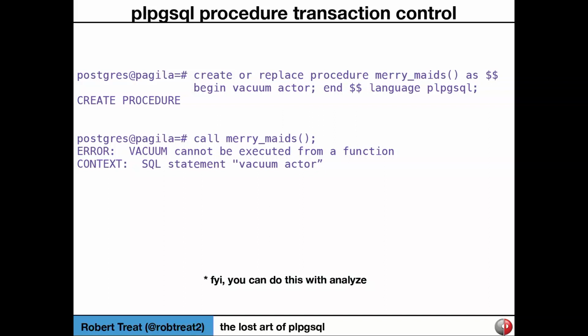If you tried to do it, here's just again a trivial function. This is not writing it cleanly, but if you wanted an example of that, here is one. I just wrote it out. I make a procedure, I do a begin and an end block for plpgsql, and then my statement is just vacuum the actor. And when I run that, I get "vacuum can't be executed from a function," which looks like a wrong error message because you're like, but I made a procedure.